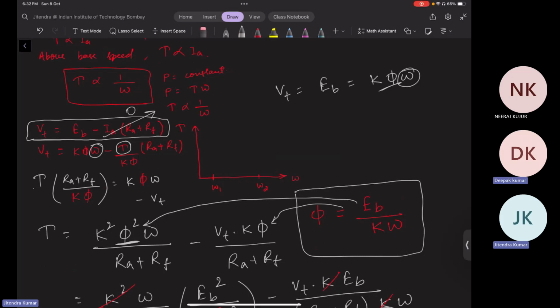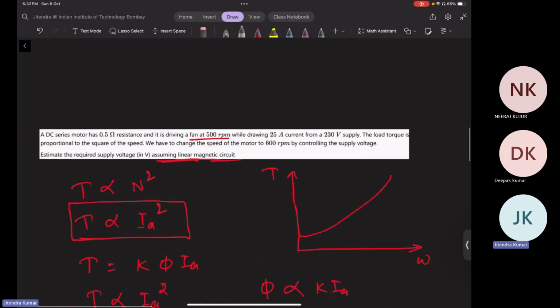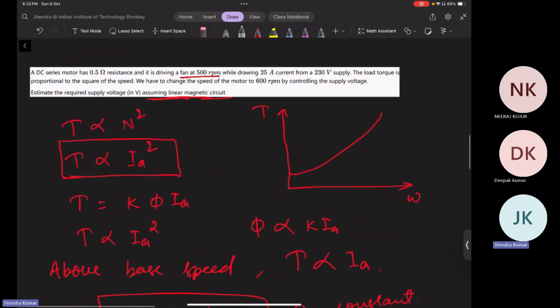Yes, sir. Okay, so coming back to the problem, we needed to change the speed from 500 rpm to 600 rpm by controlling the supply voltage. So for that we need back EMF, and then we can apply the KVL and KCL.